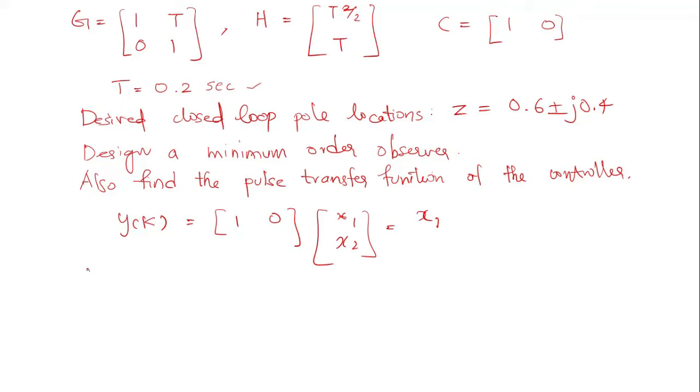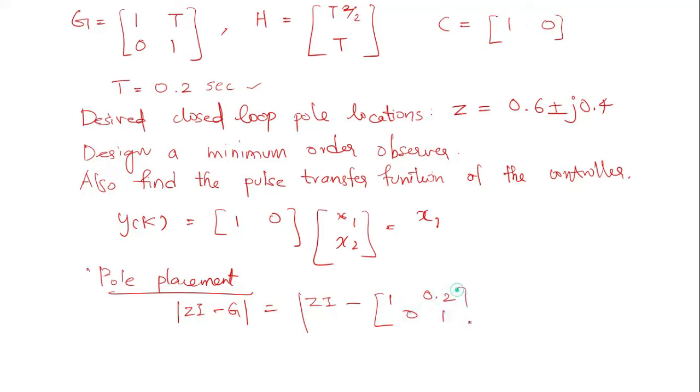As explained by the separation principle, you can do the pole placement design and the observer design separately, so I'm doing the pole placement design first. Our open loop system characteristic equation is the determinant of zI minus G, which gives the matrix with entries z minus 1, 0.2 and 0, z minus 1, since T is 0.2. So this gives the equation z square minus 2z plus 1 equal to 0. So this is our first equation.